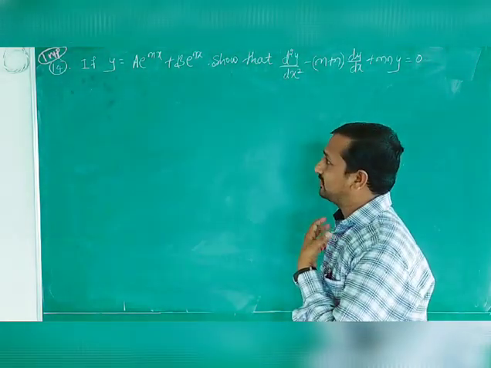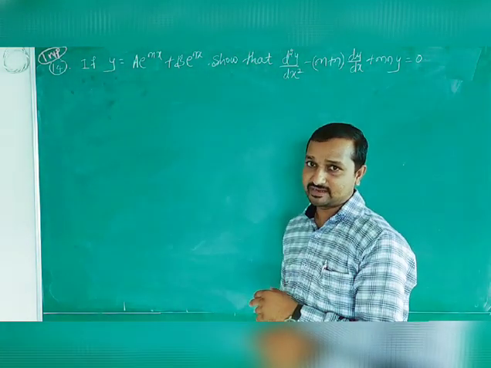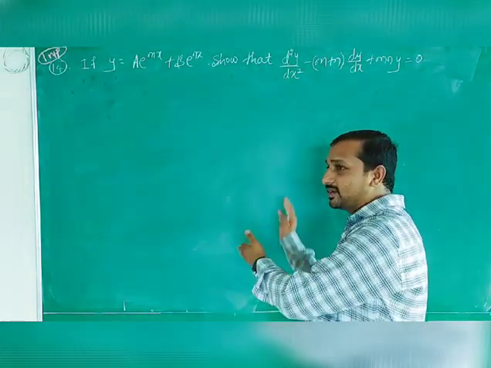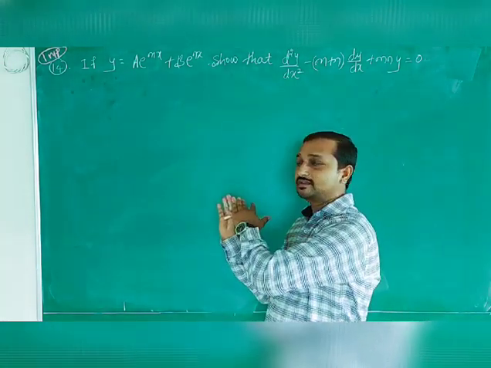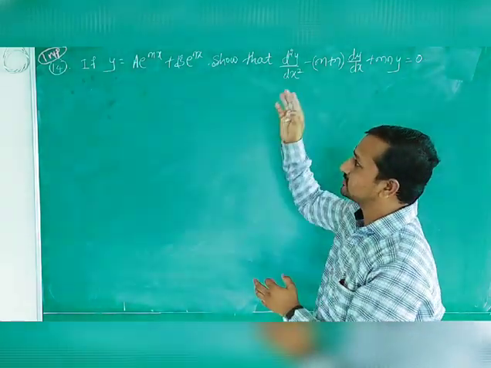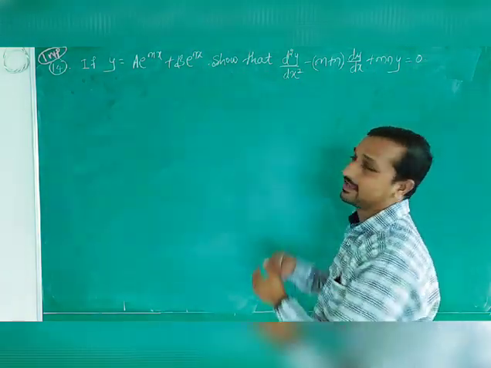In this example, this is a very easy example compared to the previous example. Where a divided-by term is there, we cross multiply the term, then differentiate. This is not a divided-by term, so obviously we can find dy by dx and d2y by dx2, put them in, and we will get the answer.